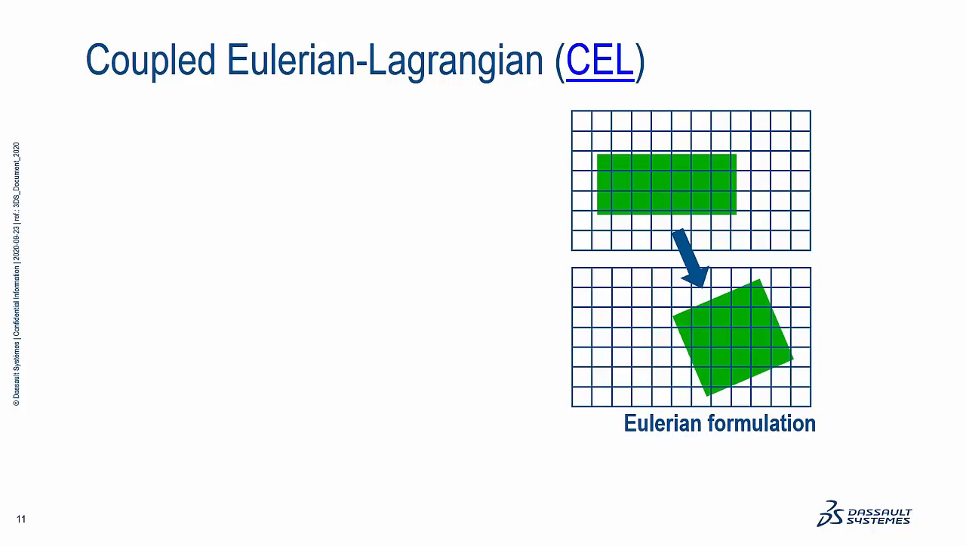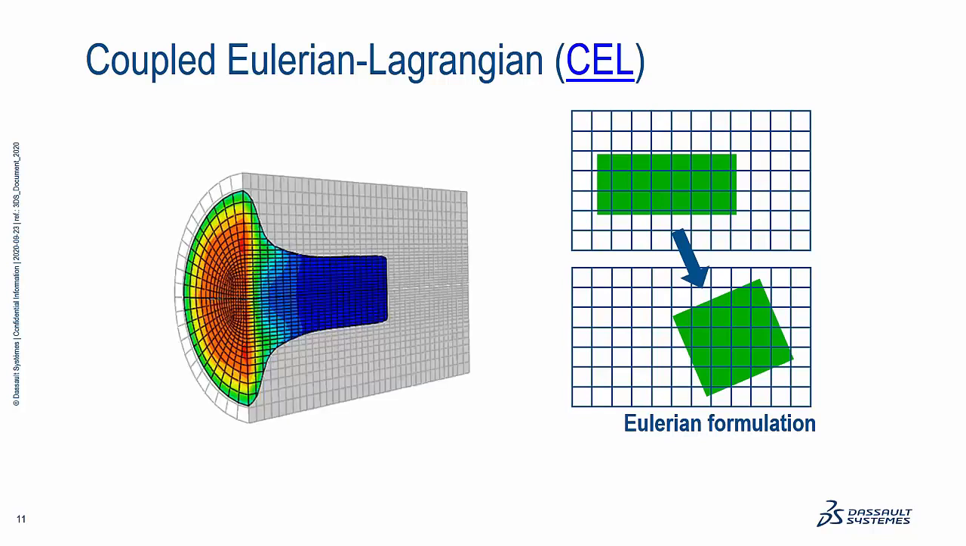Eulerian methodologies, as you can see here in my little cartoon, are more tracking of material through an undeforming grid. The CEL, or coupled Eulerian-Lagrangian approach, is an alternative approach to traditional finite elements that allows us to solve very complex problems with very high degrees of deformation, like the Taylor-Anvil problem that most of us are familiar with.